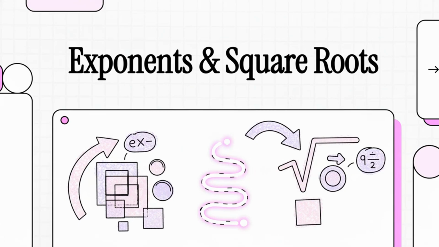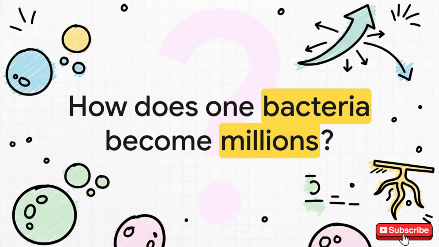Ever wonder what the secret language of explosive growth is? Well, today we're going to dive right into it. We're talking about exponents. And we're going to meet their secret identity, the tool that lets us work backwards, the square root. So, to get started, let's think about something that grows, well, insanely fast.